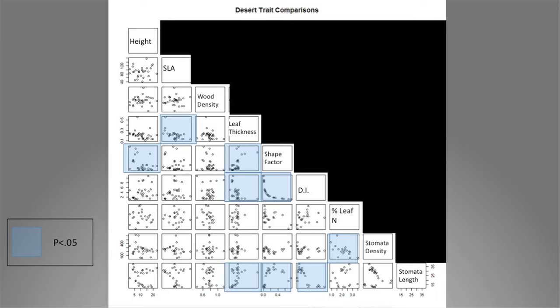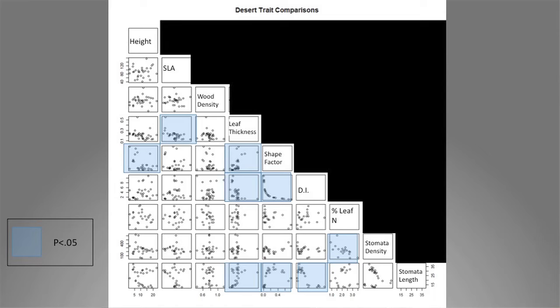And when we move into the desert, this is where I think the more interesting results come out. Specific leaf area, as I mentioned before, is a metric of the area of the leaf divided by its dry weight. So that dry weight is going to be closely tied to leaf thickness. The thicker a leaf, the more dry weight it's likely to have. And that's why you often see specific leaf area correlate with leaf thickness.